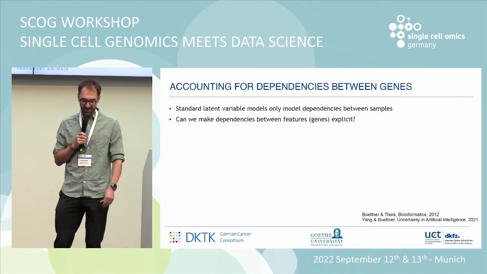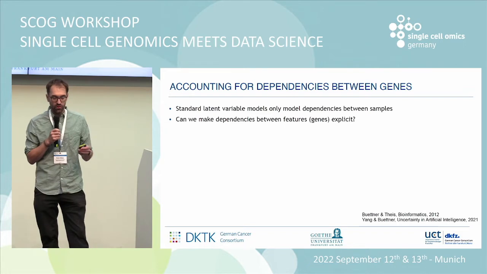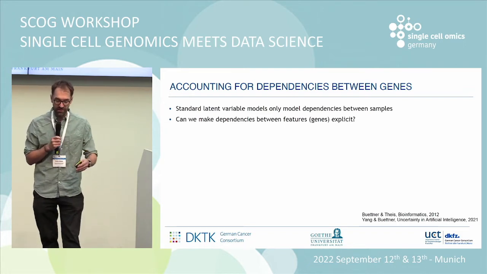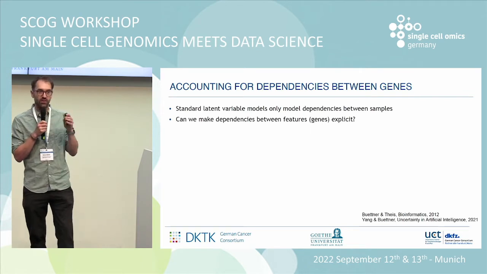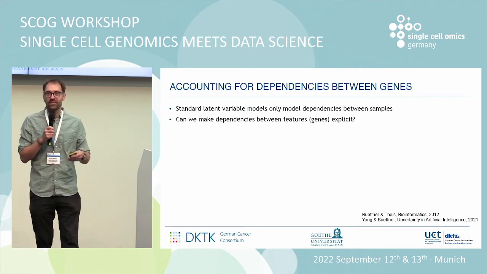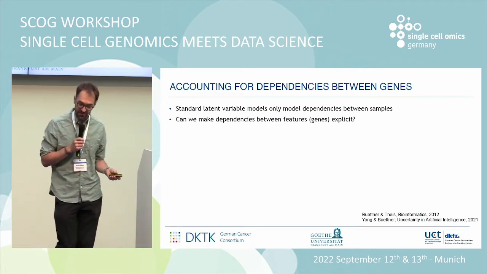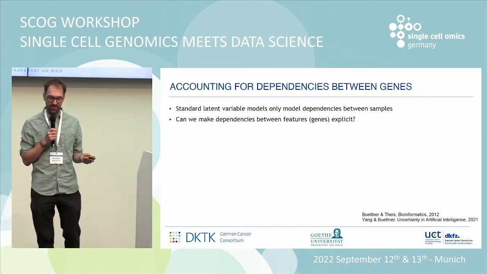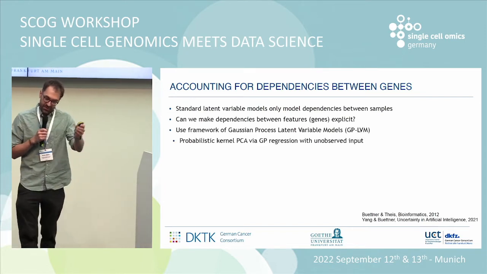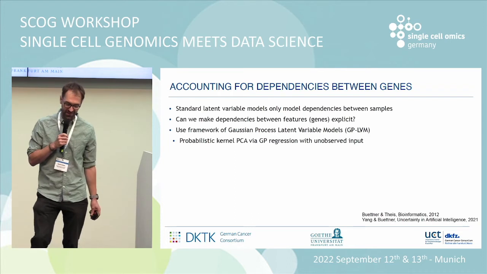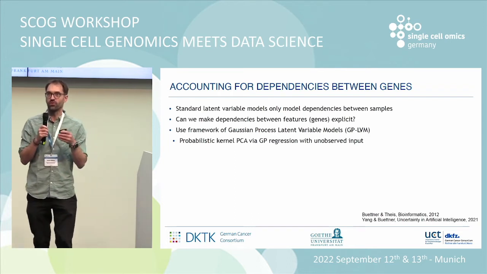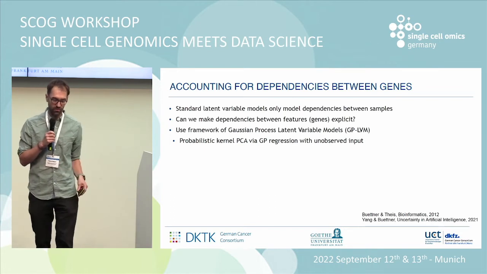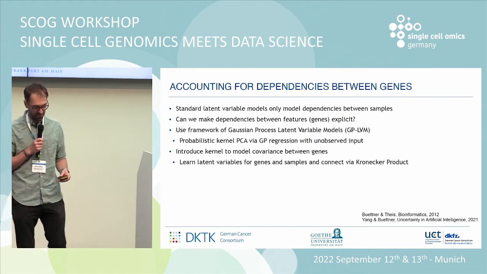The thing about GPLVMs is that you basically model the covariance between the samples, but you don't explicitly model the covariance between the genes. And clearly we know that there is a covariance structure between the genes. So the question is, can we also make that explicit? The GPLVM is a sort of GP regression with an unobserved input, on which you use the kernel to get your predictions and reconstruct your gene expression.